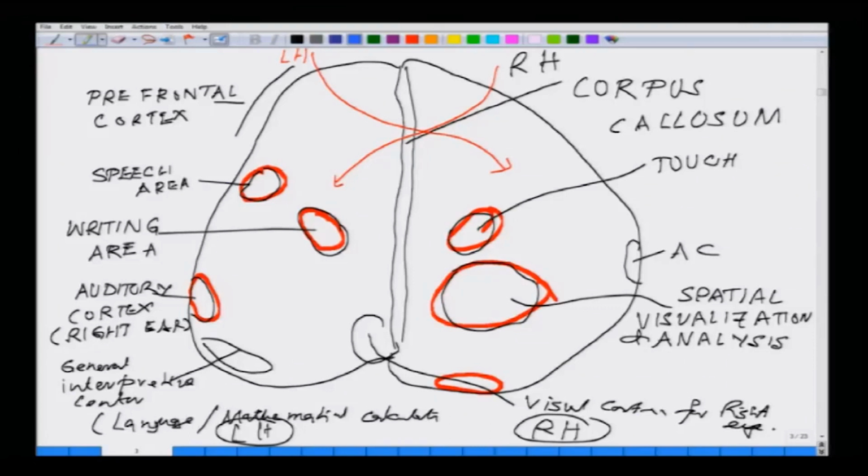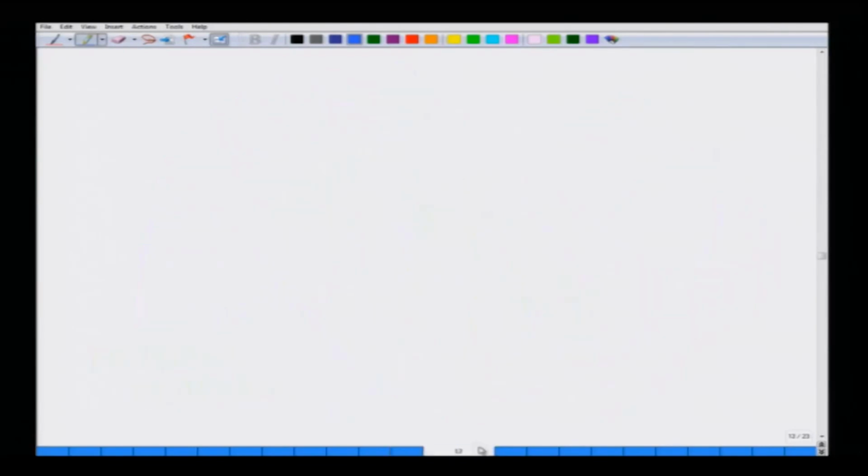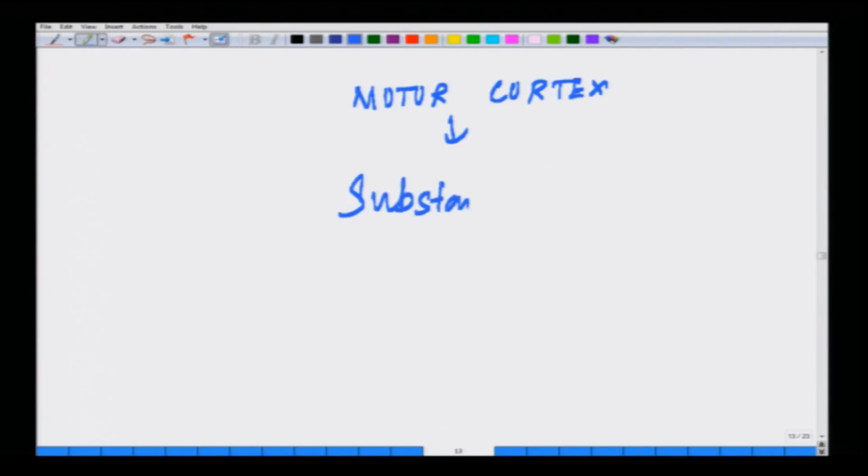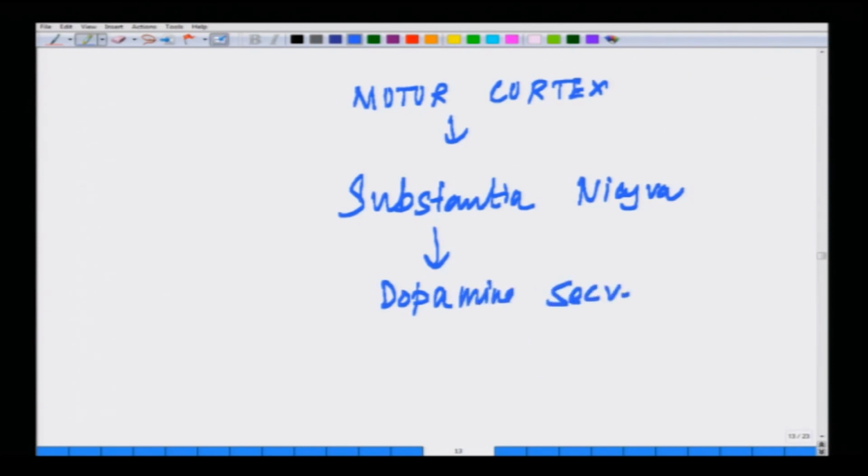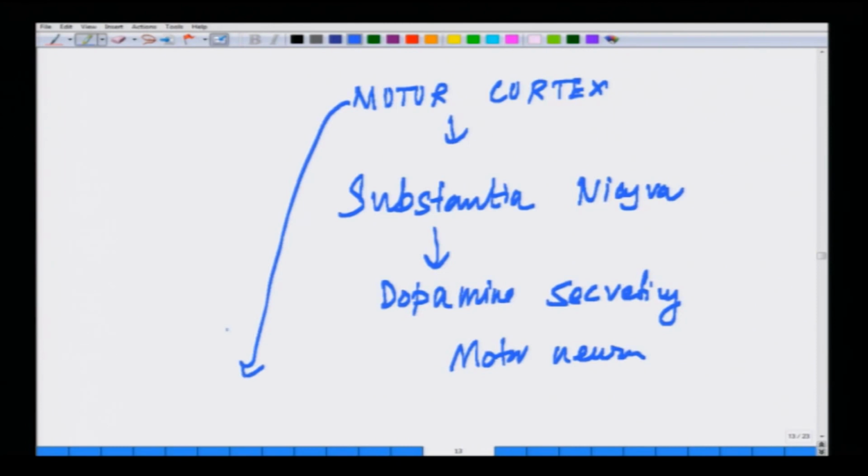In the same way, there are regions within the cortex, the motor cortex, areas of the brain where motor activities are involved. Within the motor cortex, there are very specific areas which are called substantia nigra. Let me just highlight it. In this area called substantia nigra, there are motor neurons which secrete dopamine, a dopamine secreting motor neuron, and it is this area which coordinates motion.